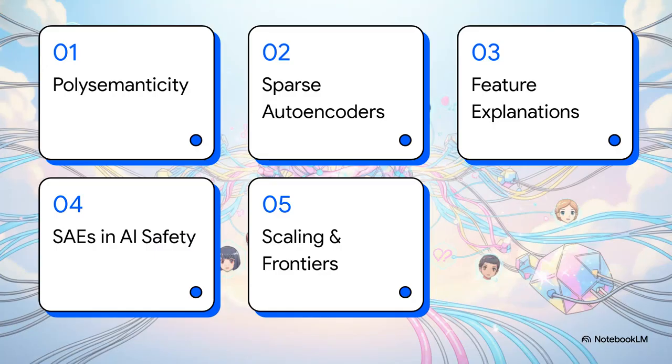Here's our roadmap for the day. First up, the polysemanticity bottleneck. Second, unpacking sparse autoencoders. Third, generating feature explanations. Fourth, SAEs and AI safety. And finally, scaling and future frontiers. Let's get right into it.